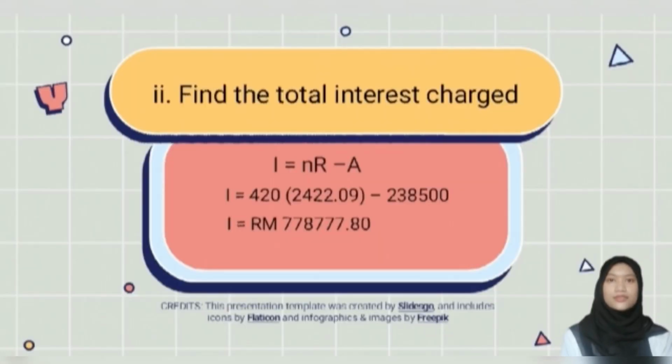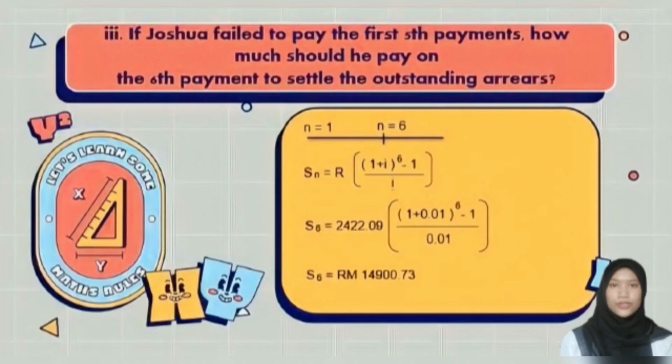Next question is find the total interest charge. For this question, we use the formula interest charge, which is I equal to NR minus A. So substitute into the formula. I equal to 422 in bracket 2422.09 minus 238,500. And the interest charge one need to pay is RM 778,777.80. So let's move to question number 3.